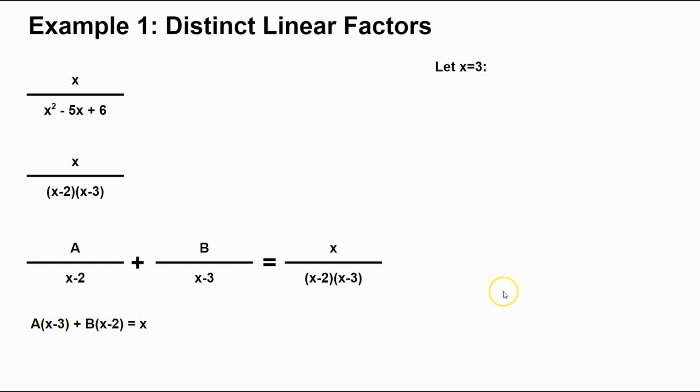So let's set x equal to 3. Substitute 3 for all values of x in this expression as such. So 3 minus 3 is 0. 0 times a is nothing.